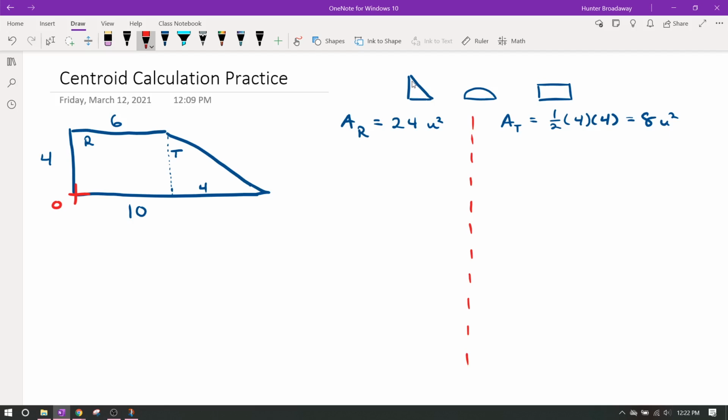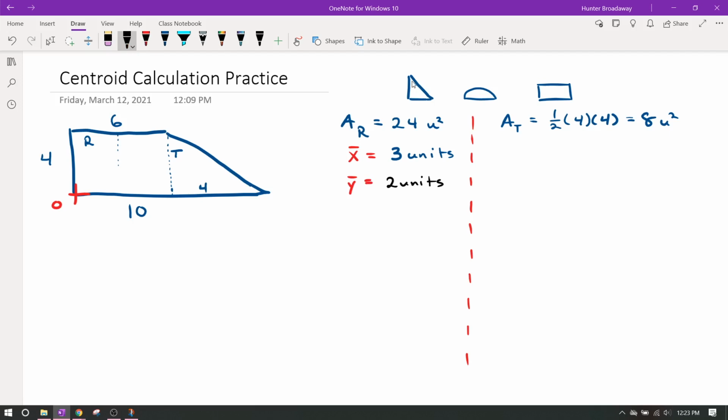So let's find the x bar of the rectangle. For the rectangle, x bar is going to be halfway across. So we're looking at about where this point is here. It's 6 units across, so the x bar is going to be 3 units in the right direction, so that's a positive number. So it's going to be 3 units to the right. For the y bar, the height is 4, so we're going to go up halfway. So the y bar is going to be equal to 2 units.